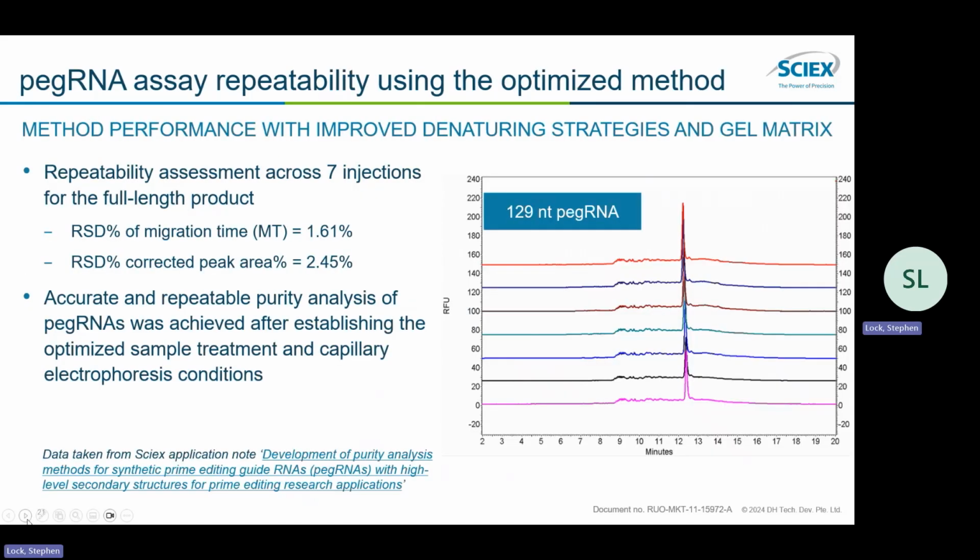And again, once we sorted out the unfolding and the denaturing conditions needed for separation, the separation itself was very reproducible. And here you can see the RSDs and migration times for a number of injections. You can see it's below 2%, and the RSDs, the variability in the corrected peak area percentage, was again less than 2.5%. So at 129 bases long, PEG RNA, we're getting very reproducible analysis with the improved denaturing strategies that we used.